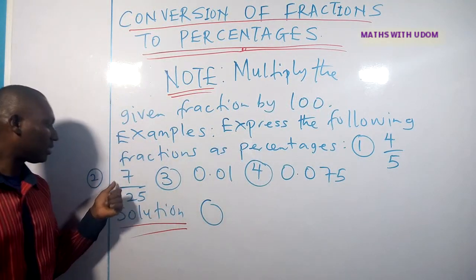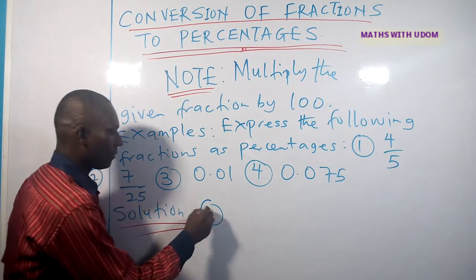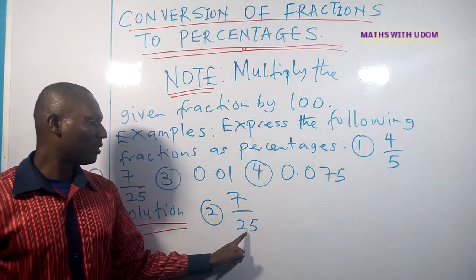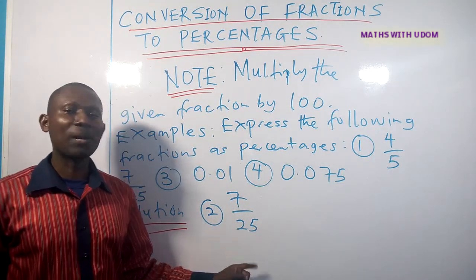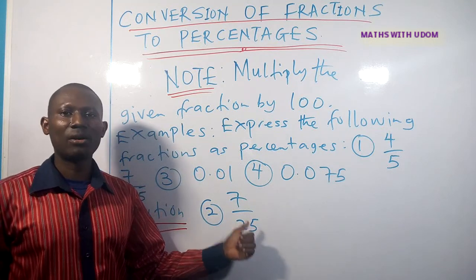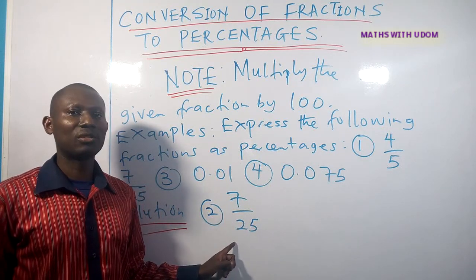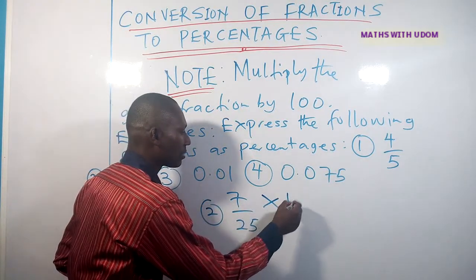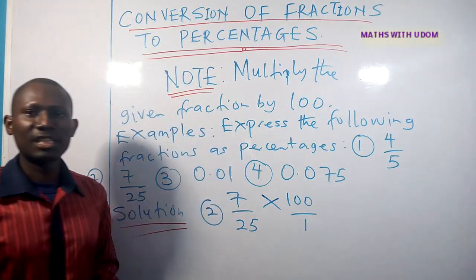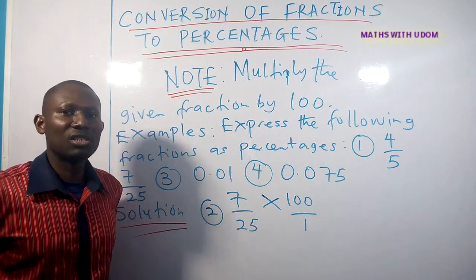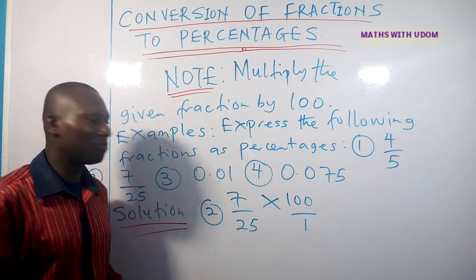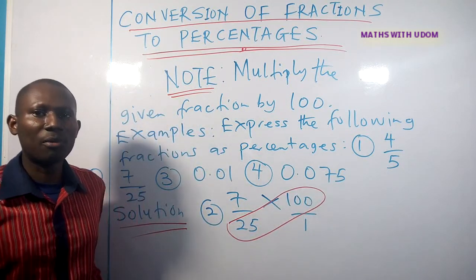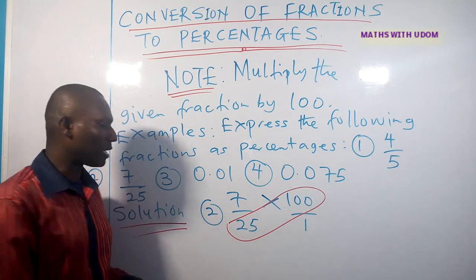What do we have in number 2? 7 divided by what? 25. 7 divided by 25. As I said earlier on, whenever you are given any work like this, you multiply the given fraction by 100. That is, to convert fraction to percentage, multiply the given fraction by 100. So I'll multiply this by what? 100 divided by 1. So what can we notice here? We notice that there's possibility for cross division. So we have 25 and 100, they have a common factor. They have 25 as their common factor.